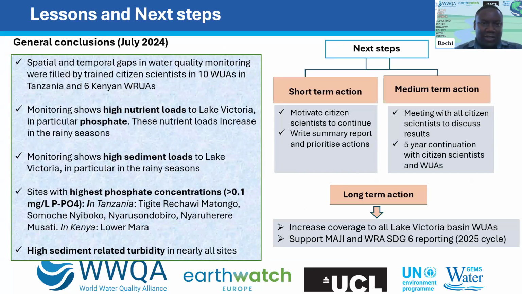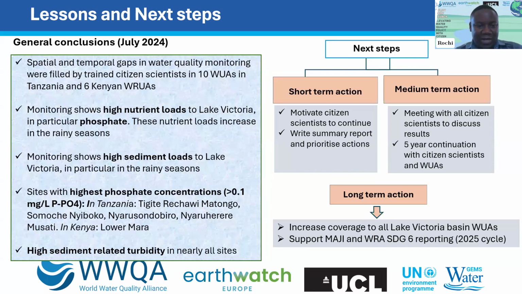So, the general conclusion and the next steps: the spatial and temporal gaps in water quality monitoring were filled by trained citizen scientists in 10 UNEAs in Tanzania and 6 UNEAs in Kenya. Monitoring showed a higher nutrient load to Lake Victoria, in particular phosphate. This nutrient load increases in the rainy seasons. You know, the Mara River Basin discharges its water to the Lake Victoria Basin. Monitoring also showed a higher sediment load, due to increased turbidity, to Lake Victoria, in particular in the rainy season.